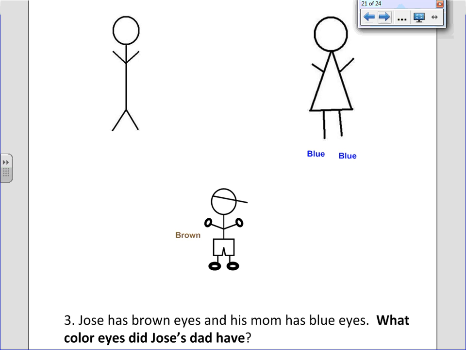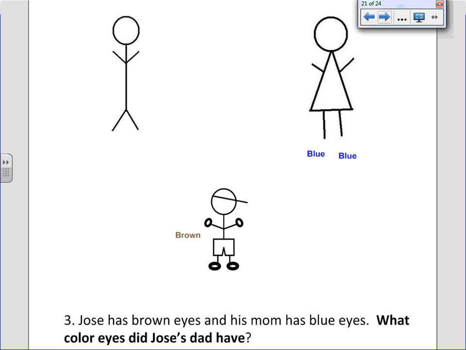Jose has brown eyes and his mom has blue eyes. What color eyes did Jose's dad have? Now let's think about this for a second. Jose has brown eyes. Since brown is the dominant trait, we know that at least one of Jose's 2 genes has to be a brown-eyed gene. We don't really know what the other one is. The other gene could be blue and Jose would still have brown eyes, or he could have a brown-eyed gene and a brown-eyed gene and he'd have brown eyes. So this other gene that he has is kind of a mystery.